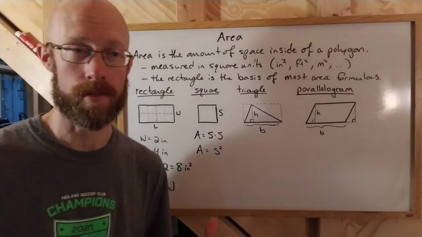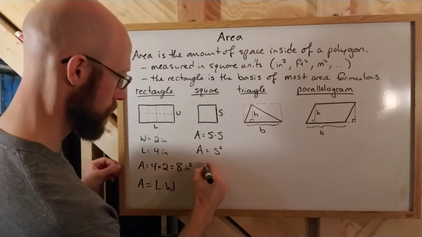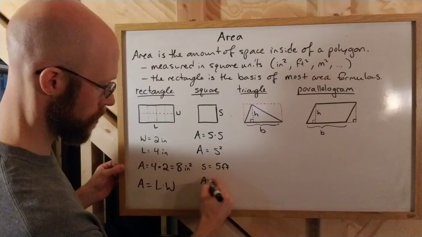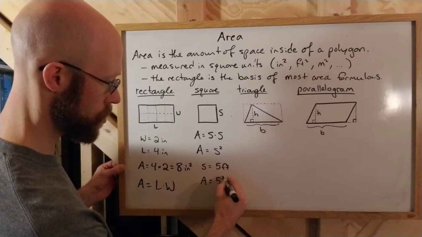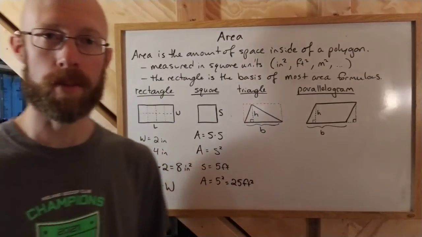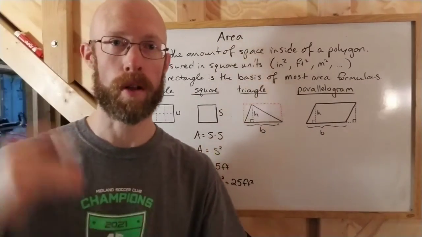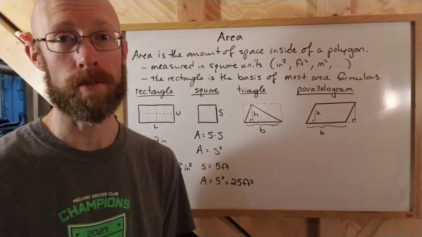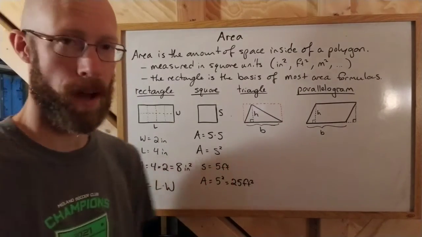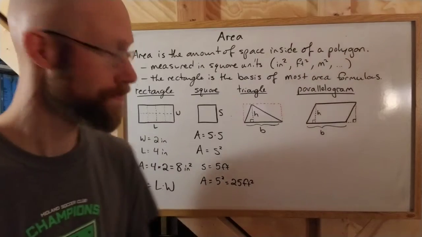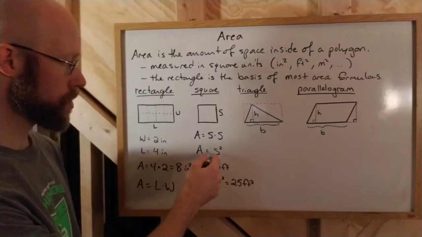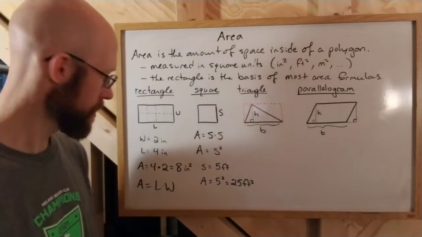So, for instance, if I knew that the side length was 5 feet, then I know that the area is going to be 5 squared, which is 25 square feet. So I'd be able to fit 25 1 by 1 squares, 1 foot by 1 foot squares, in that 5 by 5 square, okay? All right, so squares aren't too bad. Just square the side. Makes sense?